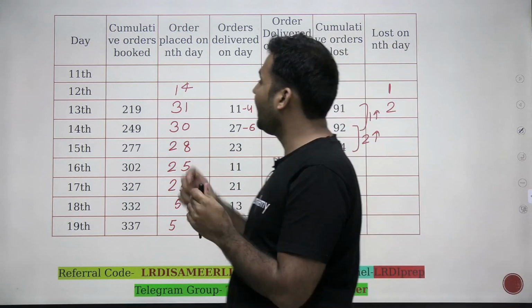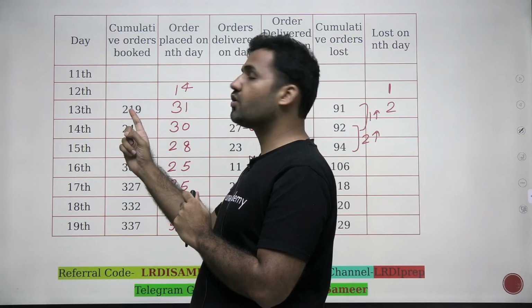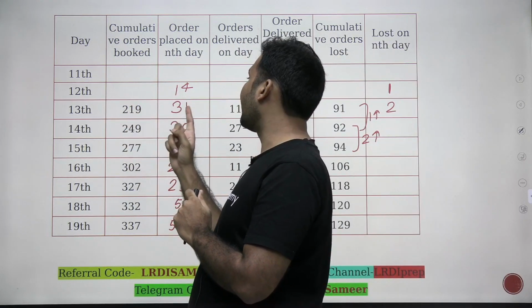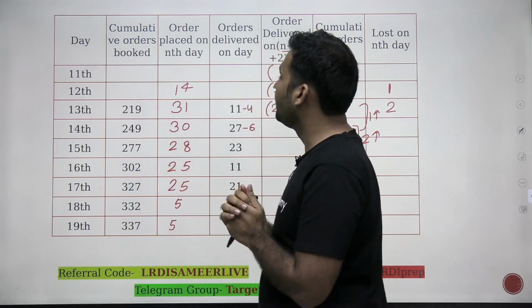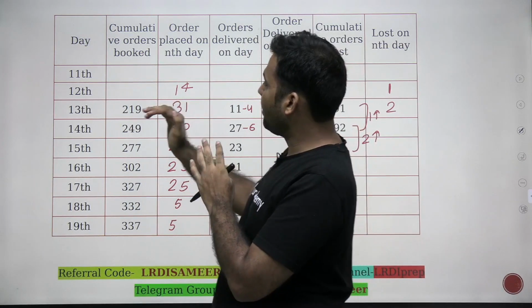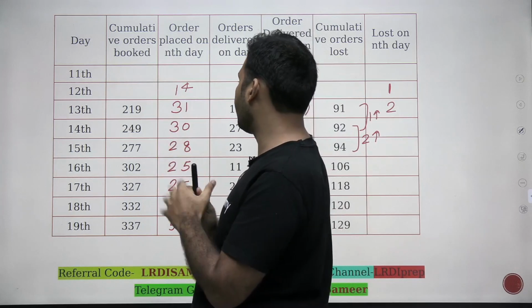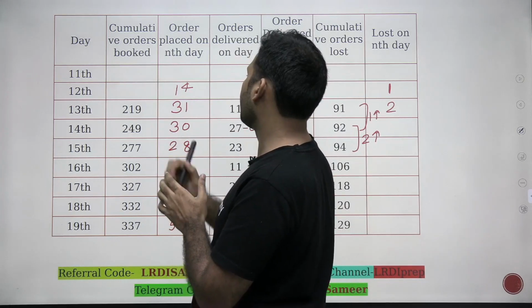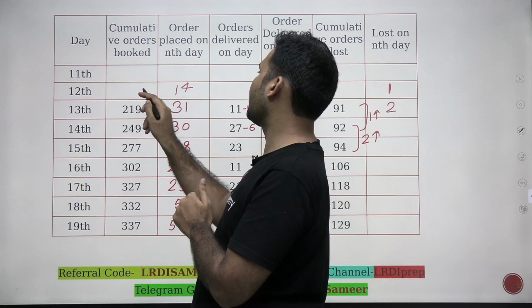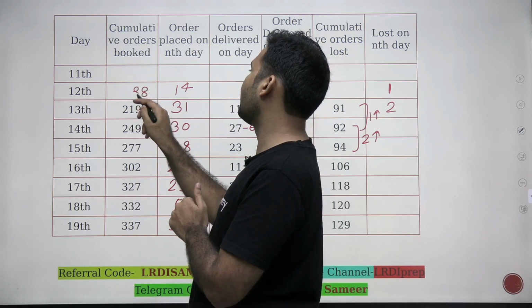So now if 219 are the cumulative orders booked and on 13th I have 31 orders placed, so can I say till 12th, the number of orders must be 219 minus 31, 9 minus 1 is 8, 11, must be 188.